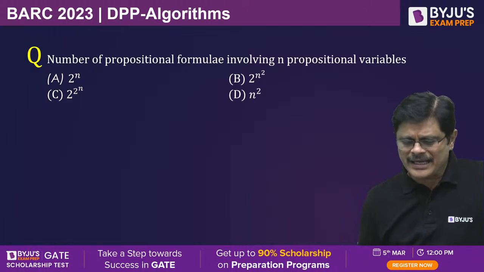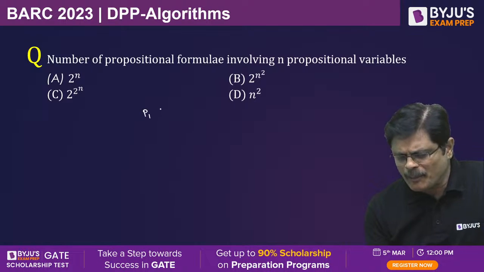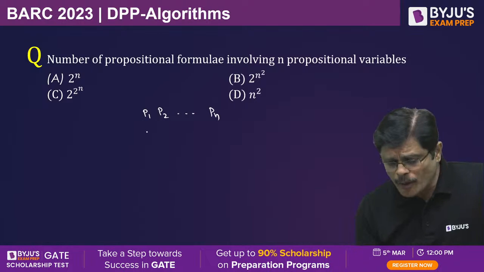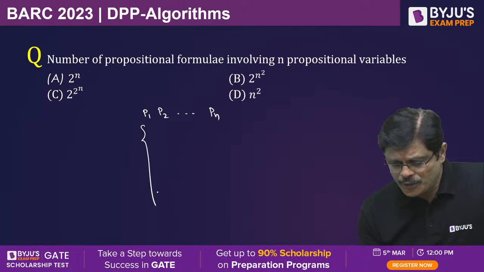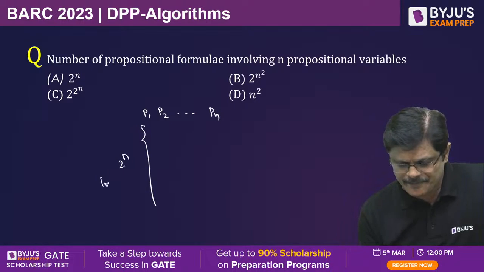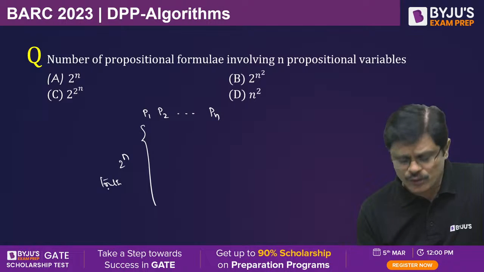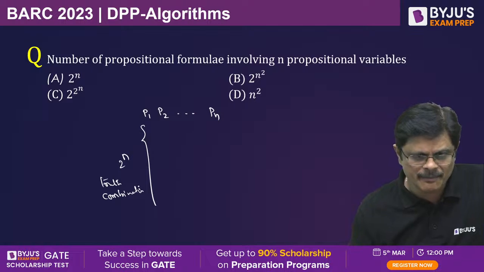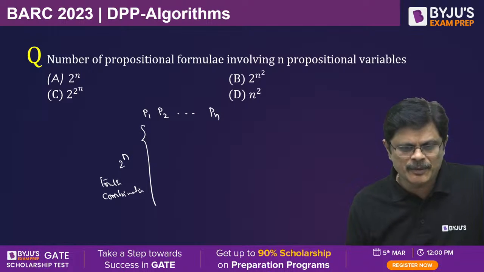First one, wonderfully asked. Suppose you are having n propositional variables. The number of truth combinations would be 2 power n. There will be 2 power n truth combinations. Wonderful, super. Sham, Sayal Malik and Lalit, you people are rocking.